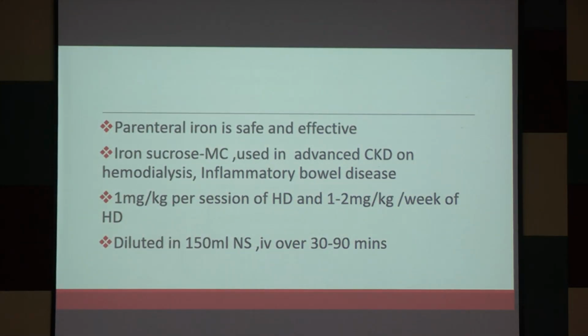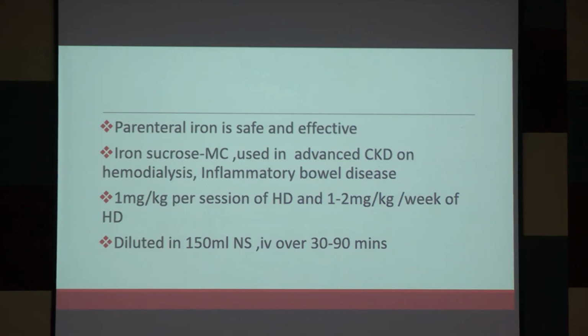Now, why is parenteral iron needed? Because it is safe and effective. Once it is entering the circulation, immediately it is starting to work. There is no need to get absorbed from the gut. Two preparations: iron sucrose and ferric carboxymaltose. Iron sucrose is the cheaper one. It is most commonly used. And what are the indications?